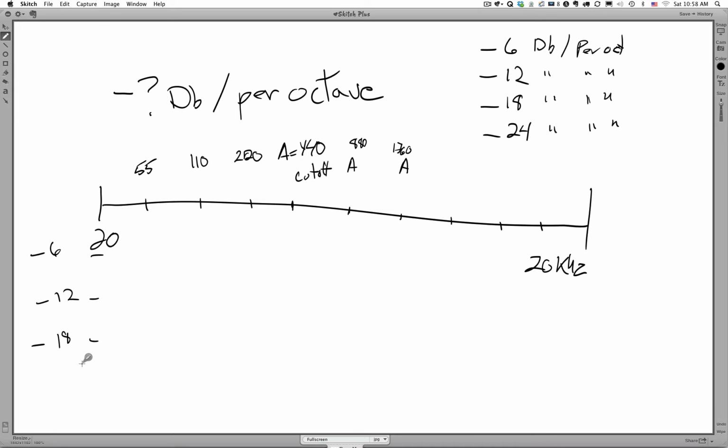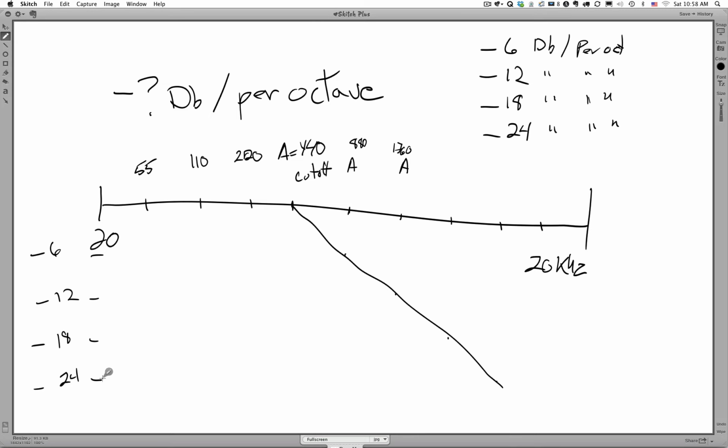I know this isn't a very accurate scale, but I'm trying to make it accurate enough so you understand the concept. If we're going to plot a 6 dB per octave slope, we're going to go up 1 octave and drop 6 dB. So there's our point. Next octave up, we're going to drop another 6 dB. The next point, another octave up, another 6 dB, another octave, and another 6 dB. So that is the slope of our filter, a 6 decibel per octave filter slope.